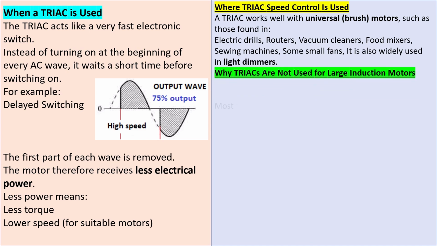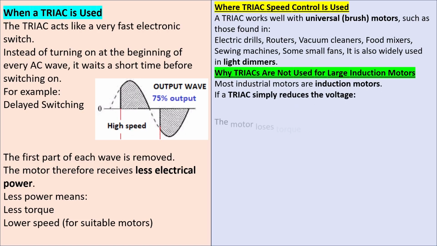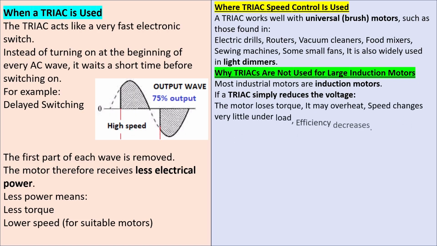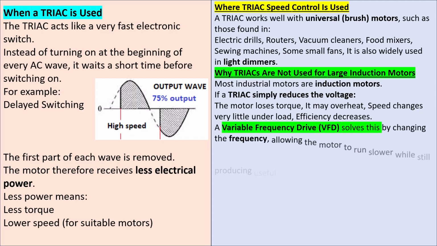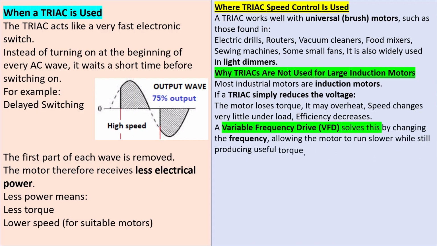Why triacs are not used for large induction motors? Most industrial motors are induction motors. If a triac simply reduces the voltage, the motor loses torque, it may overheat, speed changes very little under load, and efficiency decreases. A variable frequency drive, VFD, solves this by changing the frequency, allowing the motor to run slower while still producing useful torque.